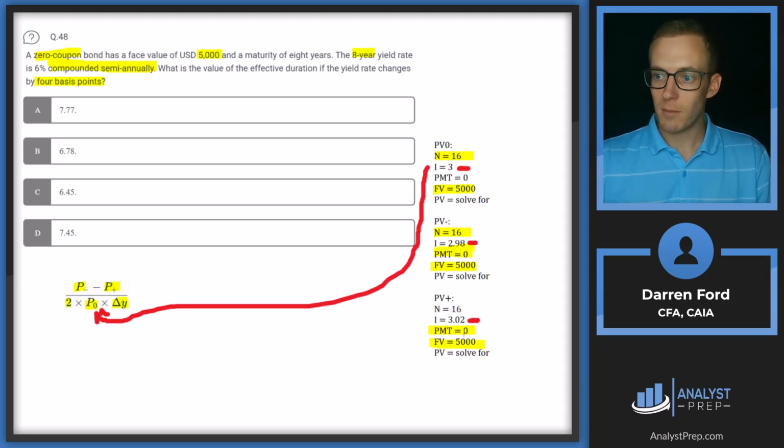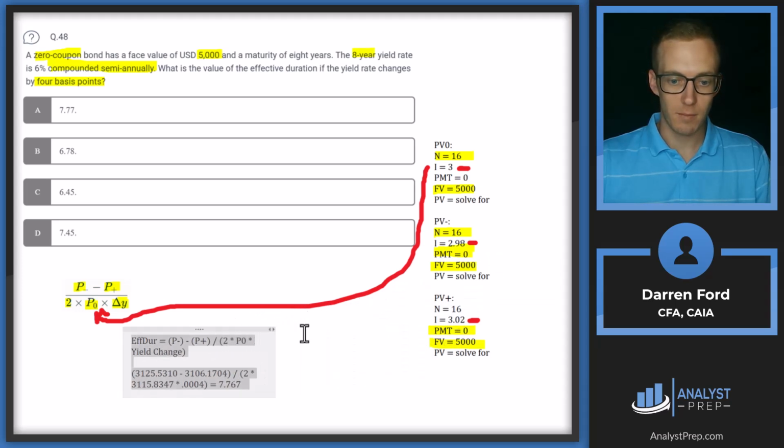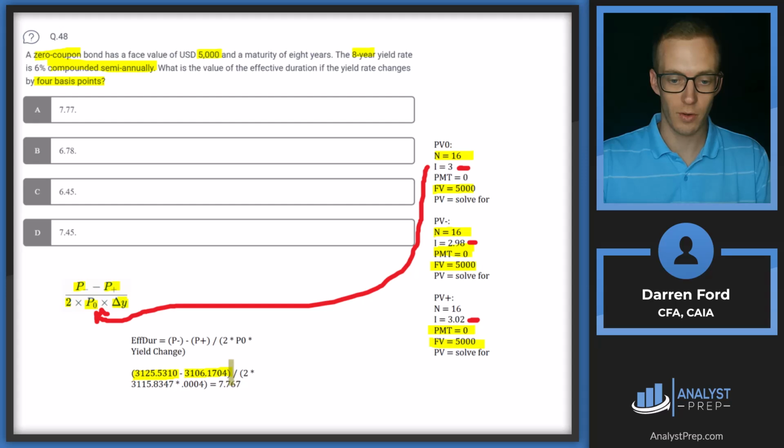All right, so a lot there. But once we work through that, the values we end up getting: when interest rates decrease, we get a value of just over 3,125. And when interest rates increase, we get a value of just over 3,106. So that's going to be our numerator right here. And then we're going to divide that by 2 times the current price, which we plugged into the calculator, and we would get just over 3,115.